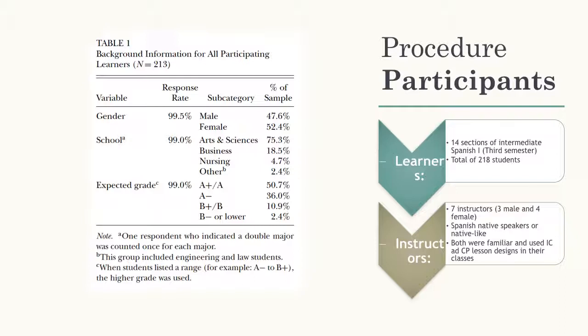The instructors had to be native or native-like Spanish speakers, and they had to be familiar with either inverted class or in-class presentational lesson designs. There were 3 males and 4 females. For the learners, as you can see in table 1, there were almost the same number of males and females. The majority of the students were from arts and sciences, but there were also business, nursing, and others. And half of the students expected an A plus or an A.